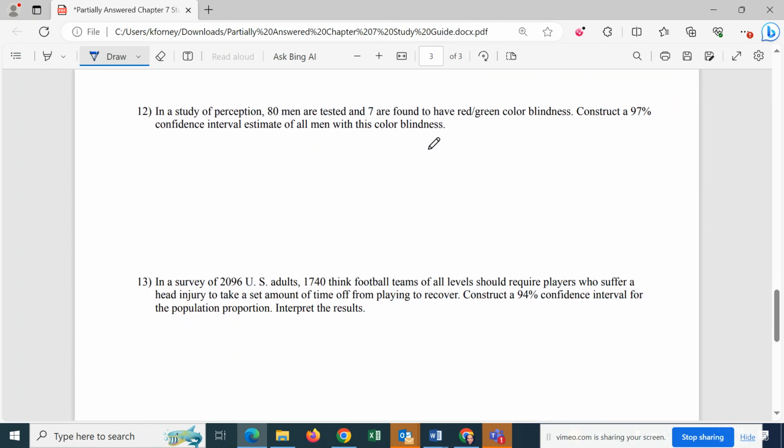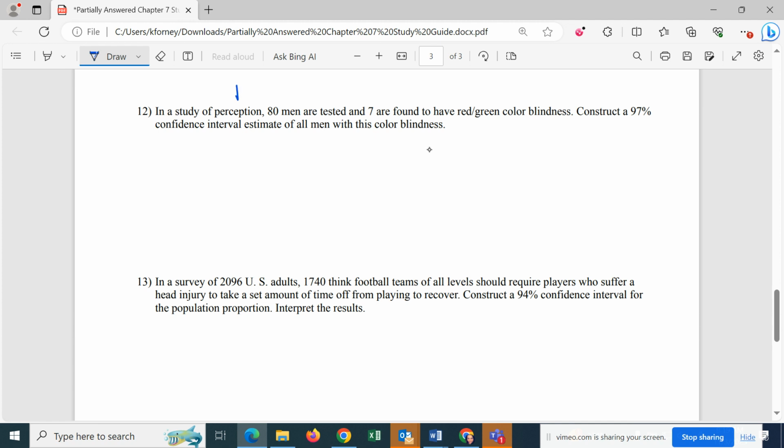All right, looking at number 12. In a study of perception, 80 men are tested and 7 are found to have red-green color blindness. Construct a 97% confidence interval estimate of all men with color blindness. Okay, so in this one, we don't know any of the standard deviations. It has not told us the mean.